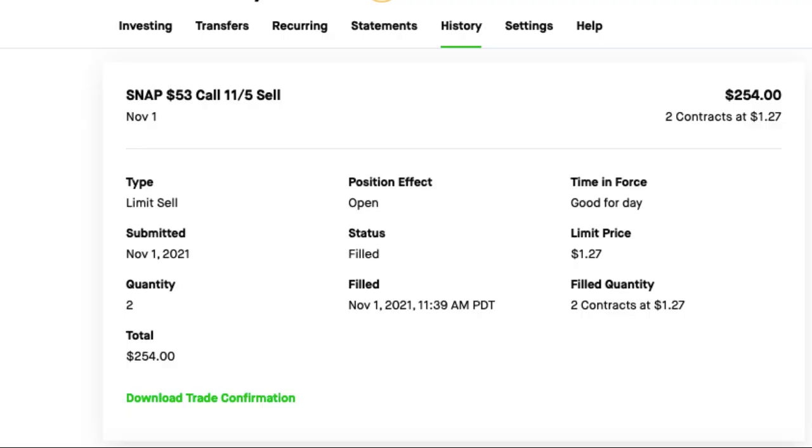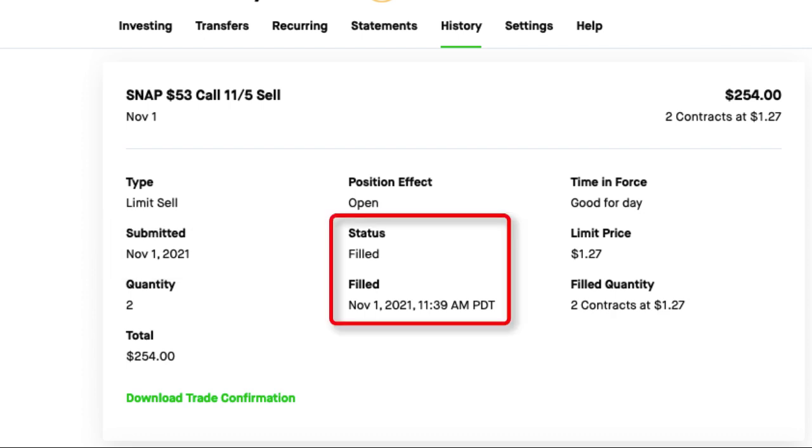Let's jump back into my account history and take a look at the actual transaction record where I sold the covered call option. So you can see that I'm selling a covered call for stock symbol SNAP with the $53 strike price and an expiration date of November 5th of 2021. So that makes this a 1-week option contract, but technically it's really only 4 days. So I submitted this order on November 1st, and it was filled later that morning at 11:39 a.m. Pacific time, so less than 1 hour after I acquired these shares.